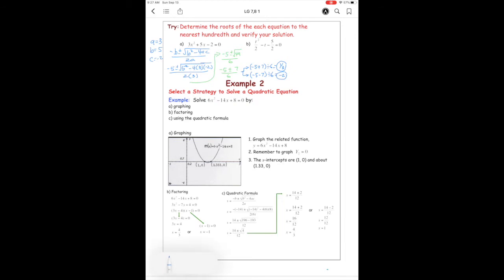Okay, the next one, we're going to clear some fractions. Because I don't like working with fractions, so if you clear the fractions at the beginning, you can work with easier numbers. So I look for a common denominator, so I have a 2 and a 2, so 2 is my common denominator, so I multiply everything by 2.